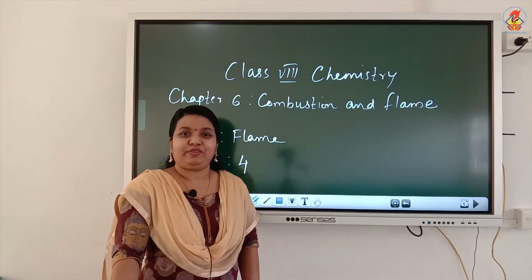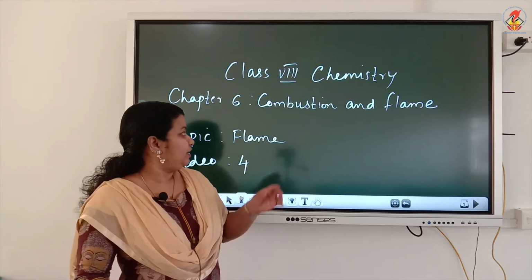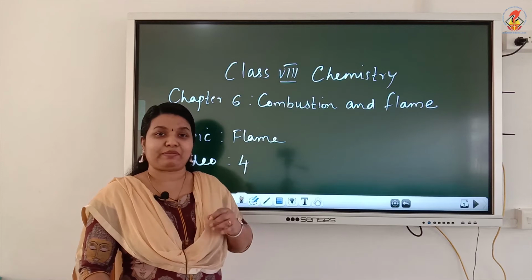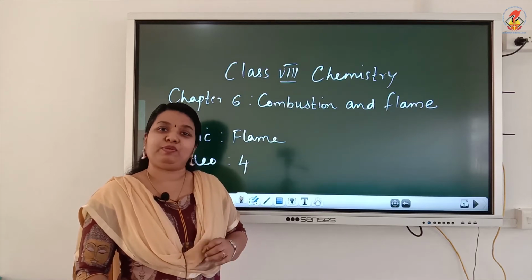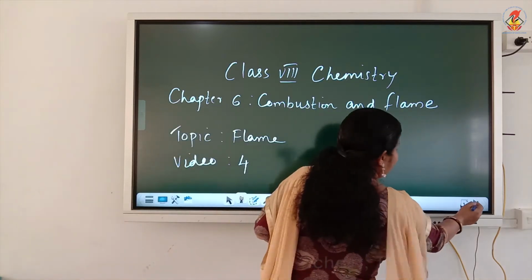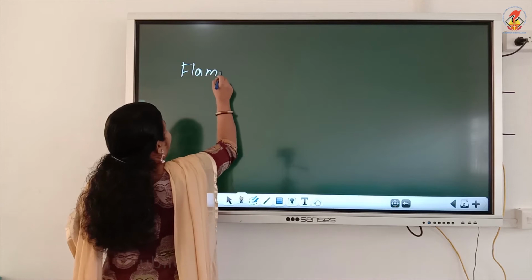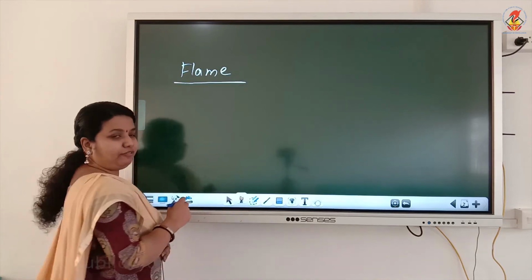Hi children, we continue with our 6th chapter, Combustion and Flame. So combustion is over. The first part of the chapter is combustion, that is over. Now we move on to the second part of the chapter, that is flame. So we will see what is a flame. What do you mean by a flame? You all have seen flame, candle flame and all. So what is a flame?